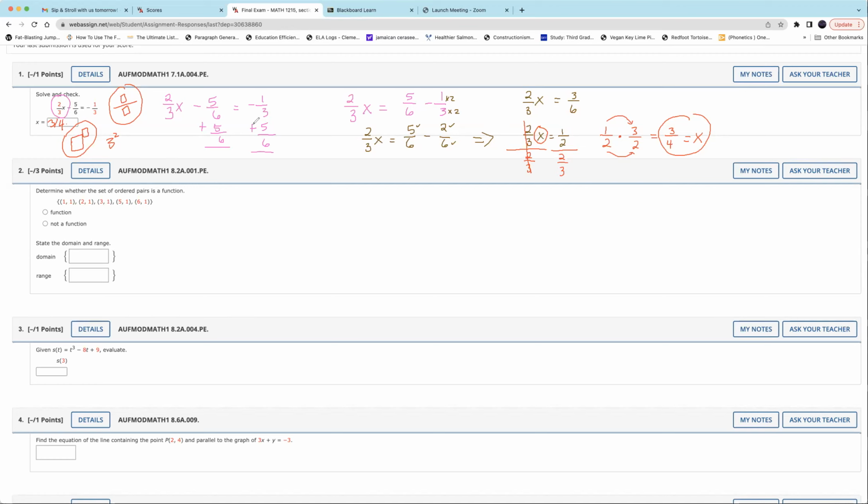Determine whether the set of ordered pairs is a function. A function is when I have one x, like a one-to-one correspondence. Whatever I have for x, I have to have only one answer, only one. I can't have a duplicate. I can't have like 1,1 and then down the line have 1,7. If this one is attached to this, it cannot be attached to a 7.